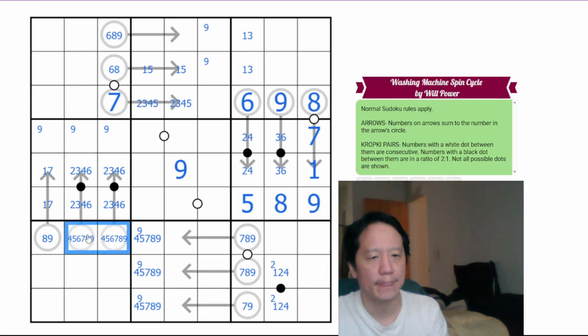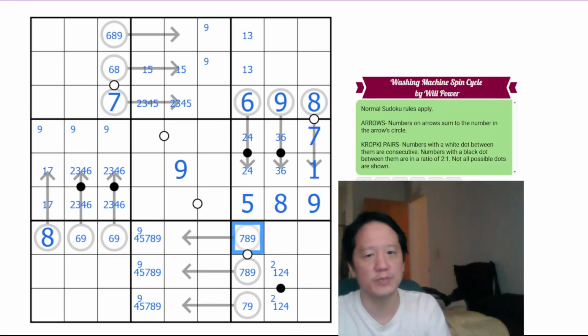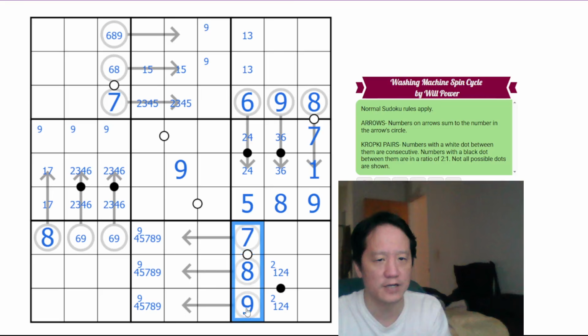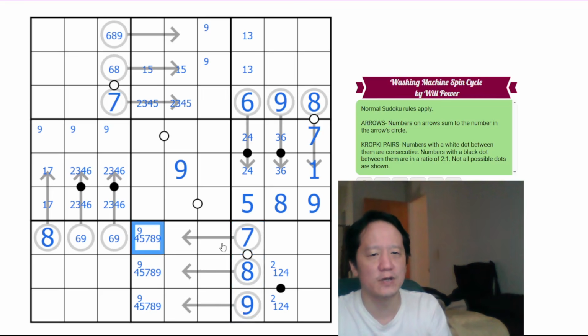That adds up to 6 and 9. 1 and 7 adds up to 8. Therefore, this can't be 8 or 9. It's 7, which is consecutive with 8, which makes that 9. So this cannot be 7, 8, or 9. Cannot be 7, 8, or 9.